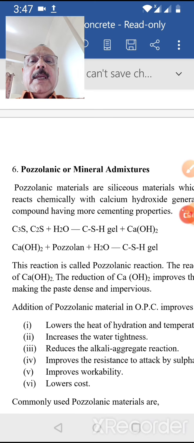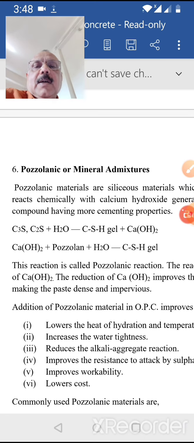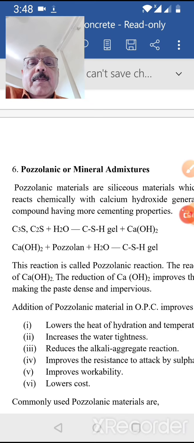Now, basically, these are siliceous materials. That means containing very high percentage of silica. And before going for various types or names of these mineral admixtures, we have to understand first what is pozzolanic reaction. What exactly happens when there is chemical reaction between this pozzolan and some basic siliceous compounds in cement like C3S and C2S, of course in presence of water.